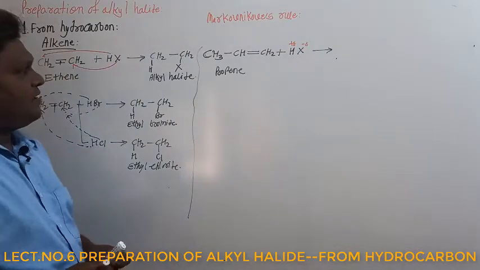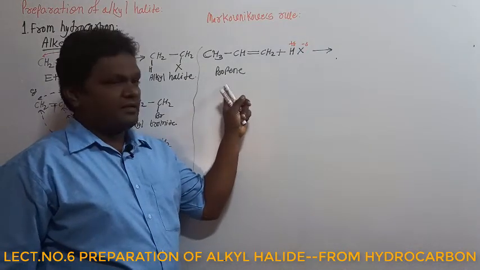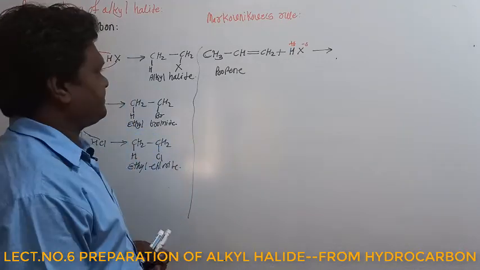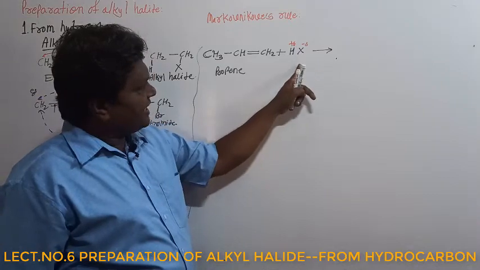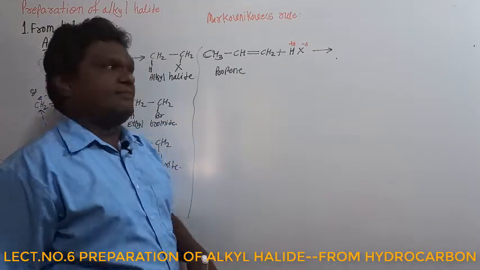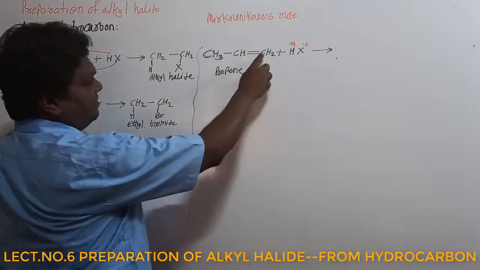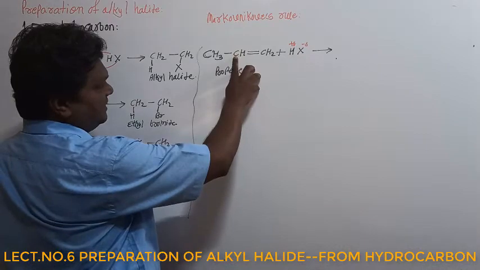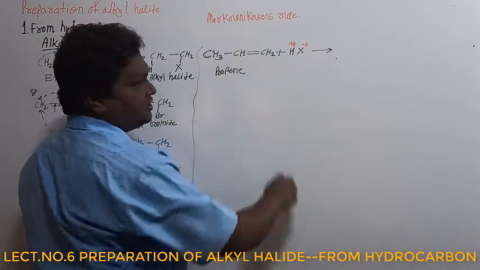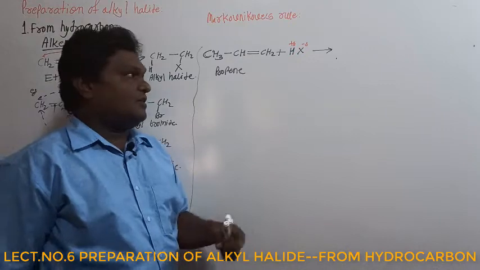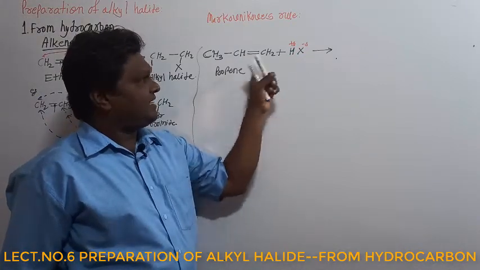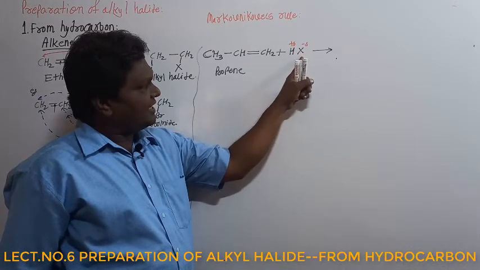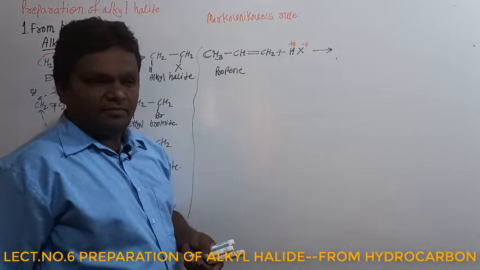According to him, whenever an unsymmetrical alkene like propene reacts with an unsymmetrical reagent like HX, the negative part of the reagent will attach to that carbon atom which contains less number of hydrogen atoms. This is the terminal carbon atom, this is the middle, and this is the terminal carbon atom. You will find this carbon atom contains one hydrogen atom, this contains two hydrogen atoms. So according to Markovnikov, the negative part of the reagent will attach to that carbon atom which contains less number of hydrogen atoms.